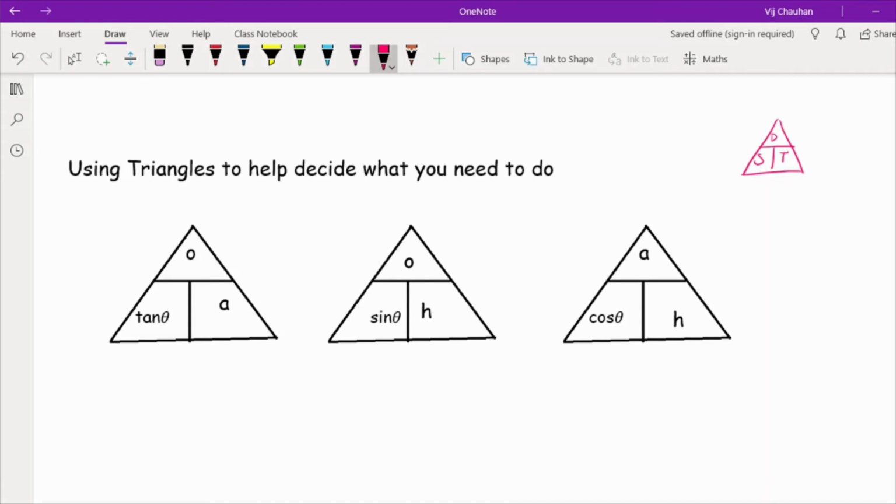So if I wanted to work out the speed, I cover my S, and I know that it's distance divided by time. If I just draw the triangle out again, if I wanted to work out distance, then it's speed times time. So the lines kind of tell me what I need to do. If it's on the same level, I times. If I've got one on top of the other, then I divide.